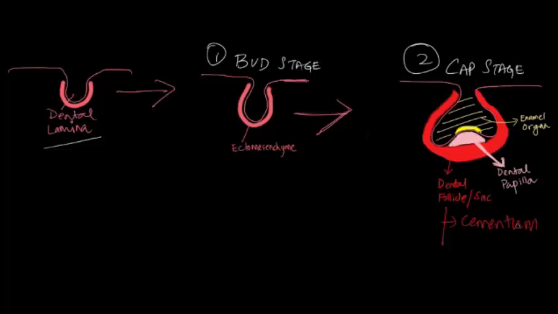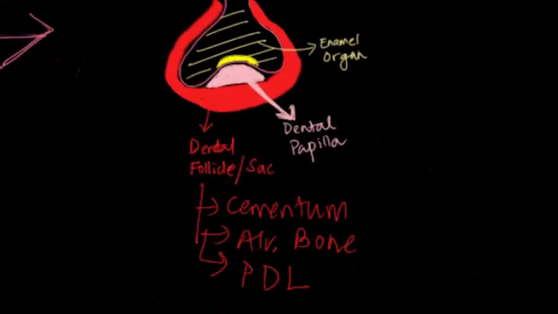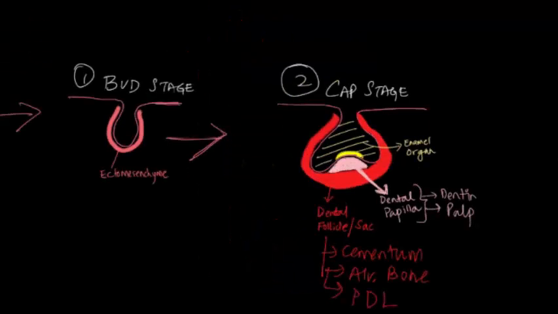Basically, it develops into the supporting structures of the teeth, the alveolar bone, and the third one would be the periodontal ligament. Okay. Then you have the dental papilla, which forms the middle part of the teeth, the dentin and the pulp. And then we have the enamel organ, which obviously will form the enamel. So we have the bud stage, then we have the cap stage. So let's take a closer look at the cap stage below here.